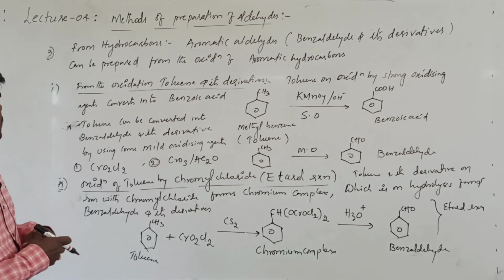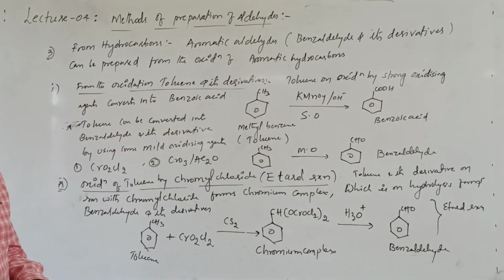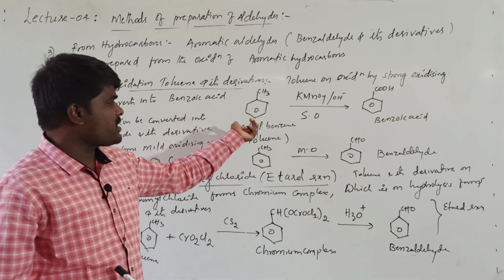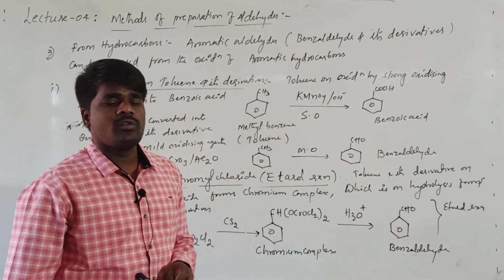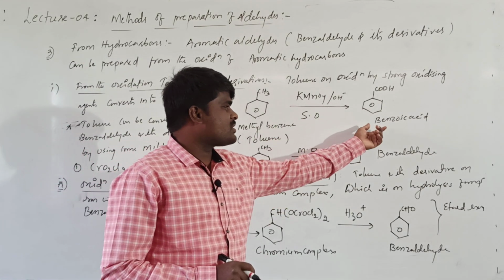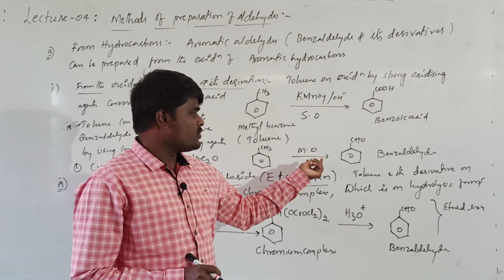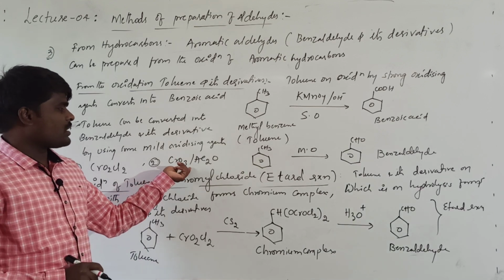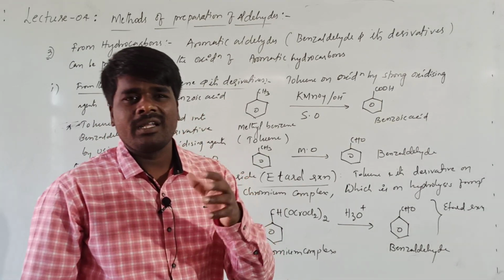Now, in today's class we have started the discussion of the preparation of aromatic aldehydes. Aromatic aldehydes can be prepared from aromatic hydrocarbons. Basically we take toluene or toluene derivatives. If you treat toluene with strong oxidizing agents such as KMnO4 or K2Cr2O7, it converts into benzoic acid. Toluene can be converted into benzaldehyde by using mild oxidizing agents such as chromyl chloride or chromic oxide in acetic anhydride. If you use these reagents, the oxidation will stop at an intermediate state, that is the aldehyde group.